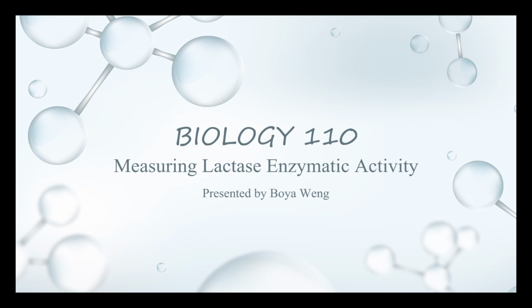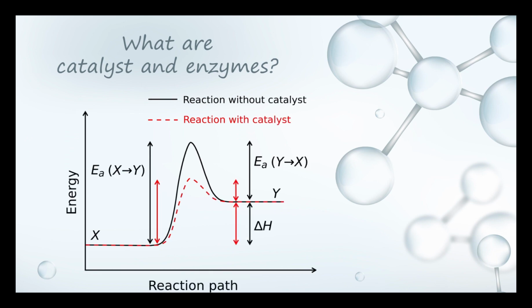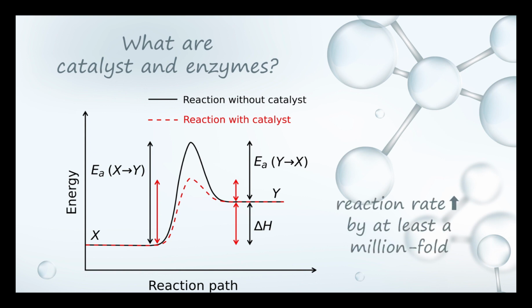First of all, catalyst refers to a substance that increases the rate of a chemical reaction without being consumed. It works by providing an alternative reaction pathway with lower activation energy in order to accelerate the reaction rate. And here, enzymes work as a kind of catalyst. Enzymes have remarkable power to increase reaction rates by at least 1,000,000-fold.